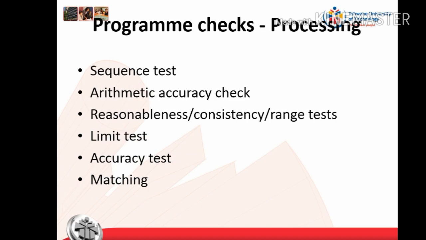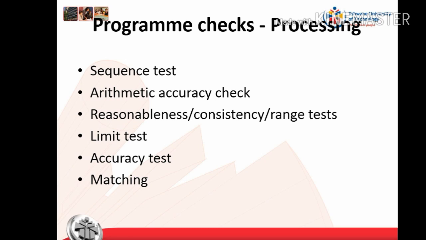Program checks: we have processing, sequence test, arithmetic accuracy, reasonableness, consistency, range test, limit test, accuracy test, and matching. Normally, the other ones you guys know them. Arithmetic accuracy check is the calculation that is being done by the system. Reasonableness, I have just explained it. Consistency, range test. Let's talk about range test.